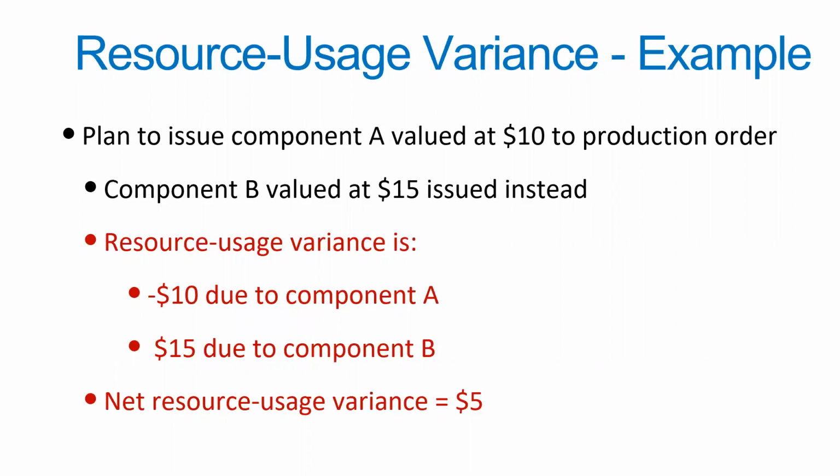Here's an example of the resource usage variance. You plan to issue component A at $10 to the production order, but component B at $15 is issued instead. That's all it is. So SAP calculates the resource usage variance by adding the two together.